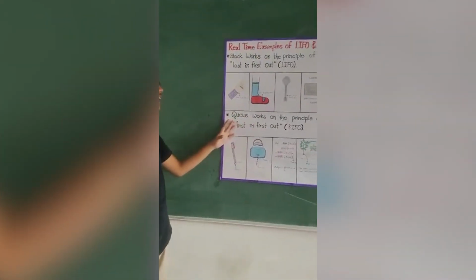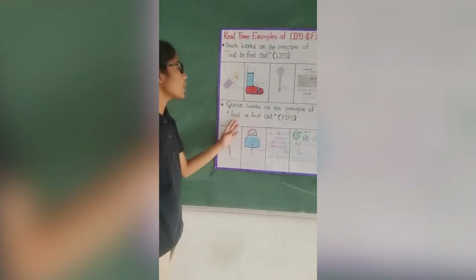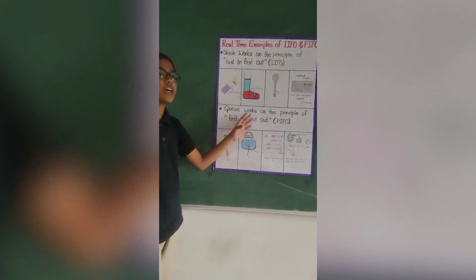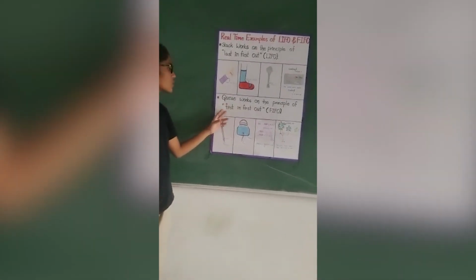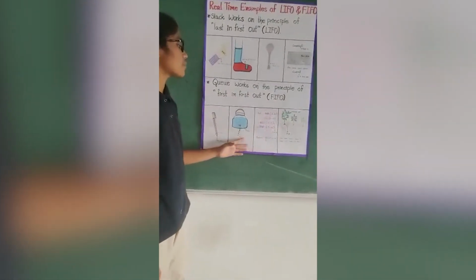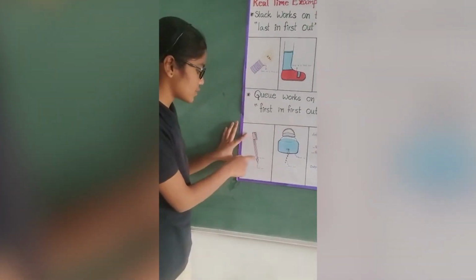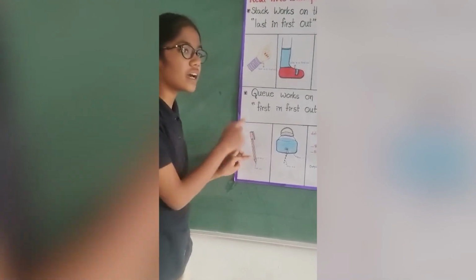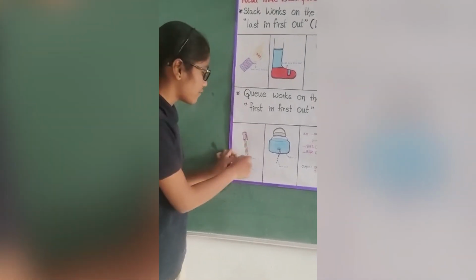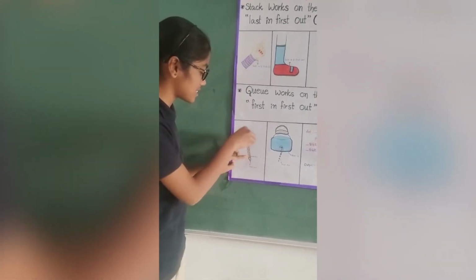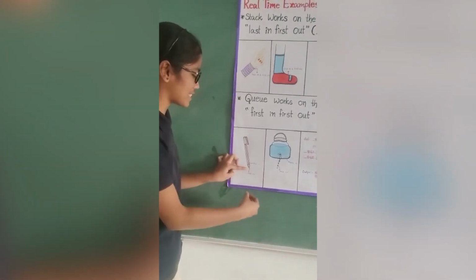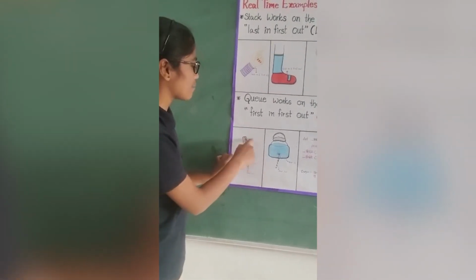So let us understand queue. Queue works on the principle of first in, first out, which is nothing but FIFO. So these are the real-time examples to understand FIFO. See this. This is a pen. When we fill the ink in this pen, the first ink will come out first. So this is an example of FIFO.